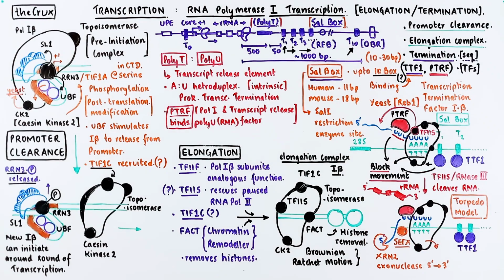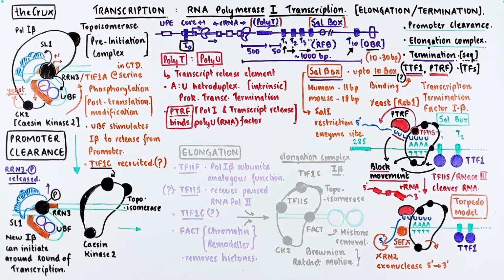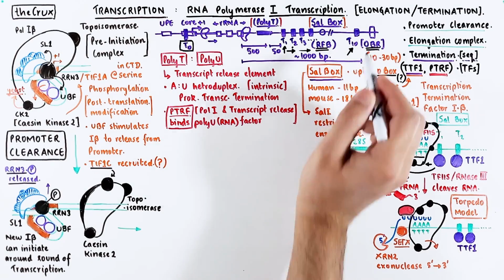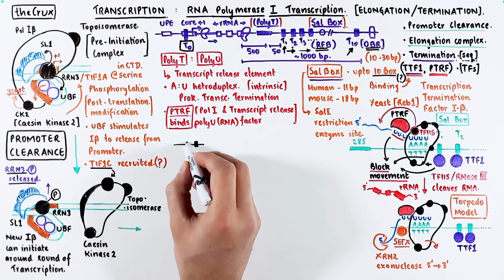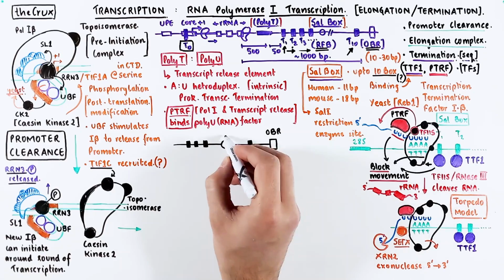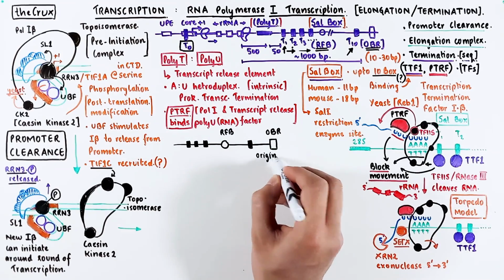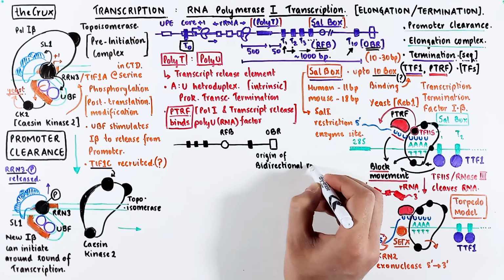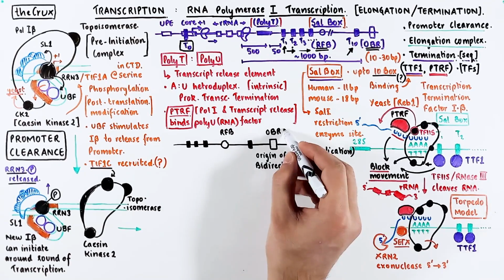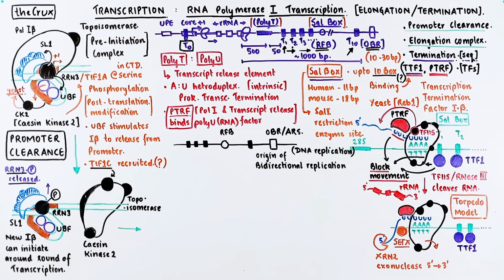Now, we said that there is a terminator 0 at the core promoter, and these RFB and OBR regions that I said I will cover later. So let's see what is so special about them. We'll start with RFB and OBR regions. For simplicity, I'm only sketching out the regions with Sal Boxes, RFB, and OBR. The OBR stands for Origin of Bidirectional Replication. So it essentially is the starting center of DNA replication. In yeast language, it is called ARS, or Autonomous Replication Sequence.